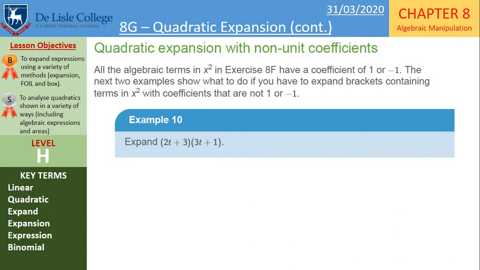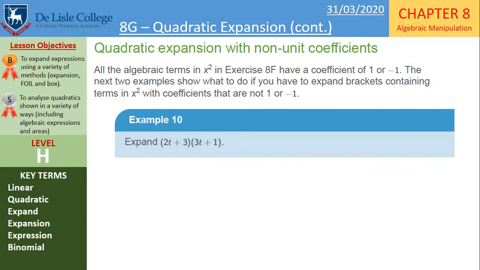So today we are looking at quadratic expansion where we have a non-unit coefficient. What that means is we won't have a 1 or a negative 1 as the value in front of the x squared once expanded. So looking at this example, we're going to expand (2t + 3)(3t + 1). Copy this down into your exercise books.